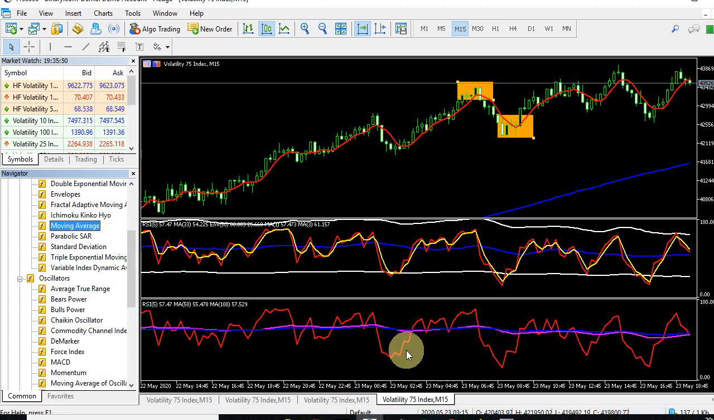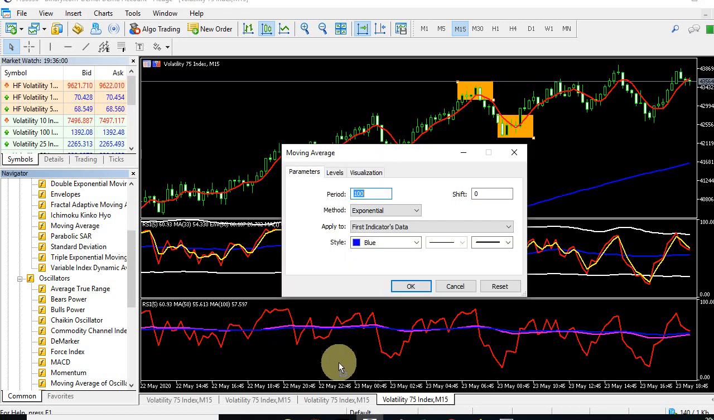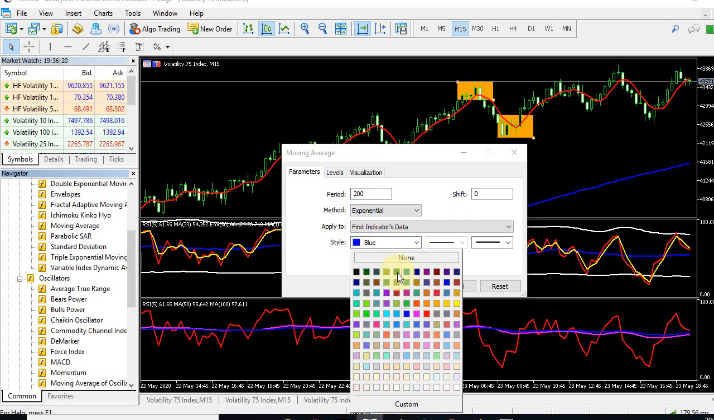We will need another moving average. Left click, drag and drop, which is 200 moving average. When you go to the site www.beanfxtrader.com, you'll see the settings on the site. 12 moving average, exponential, first indicator's data. We change the color to green. Okay, so you have 3 moving averages. You have the RSI line.